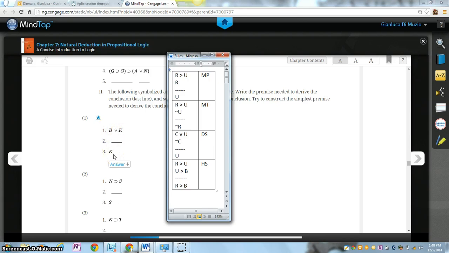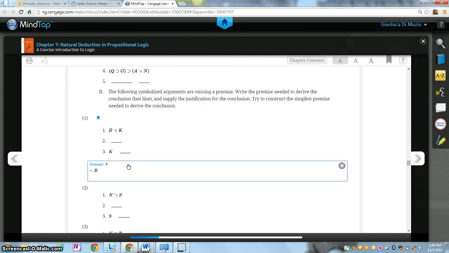So what must have been on line 2? Obviously on line 2 you must have had not B. That is the only formula that would allow you to infer K from B or K. So the response to this exercise is to say on line 2 there must be not B, and then K is derived on line 3 by lines 1 and 2, disjunctive syllogism. So that is the answer.